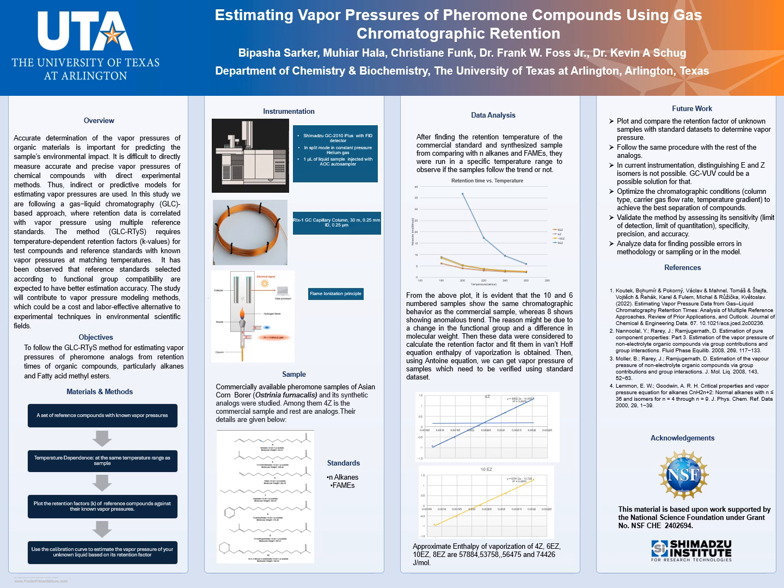Then we used the Antoine equation and curve-plotted them, and from this we have received the approximate enthalpy of vaporization, but this is not our complete work. We will plot and compare the retention factor of unknown samples with standard data sets and determine vapor pressures approximately. And we have more analogs. As you can see, we could not complete the calculation of all the samples, so we have to do it.